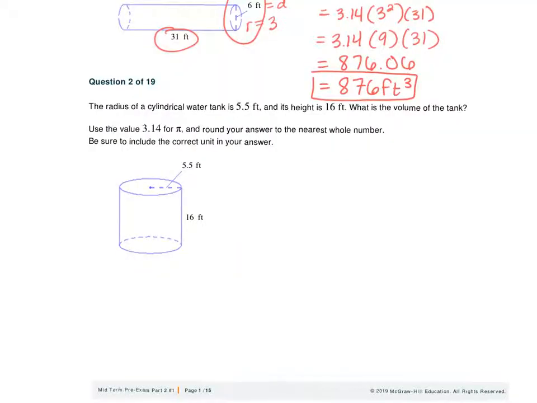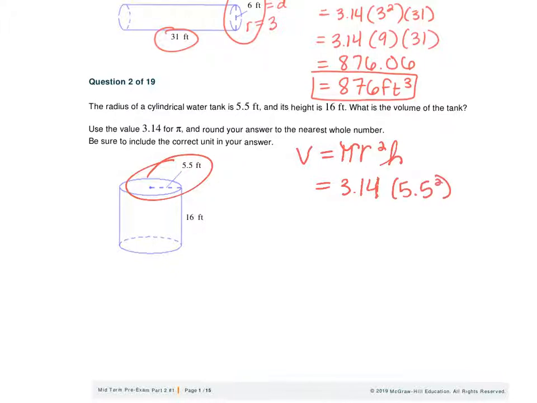Question 2, we're going to use the same formula from before because this is asking again for the volume of a tank, a cylindrical water tank. So V equals pi r squared times the height, using 3.14 for pi. This time it just gives me the radius, so I'm taking 5.5 and squaring that times my height, which is 16.